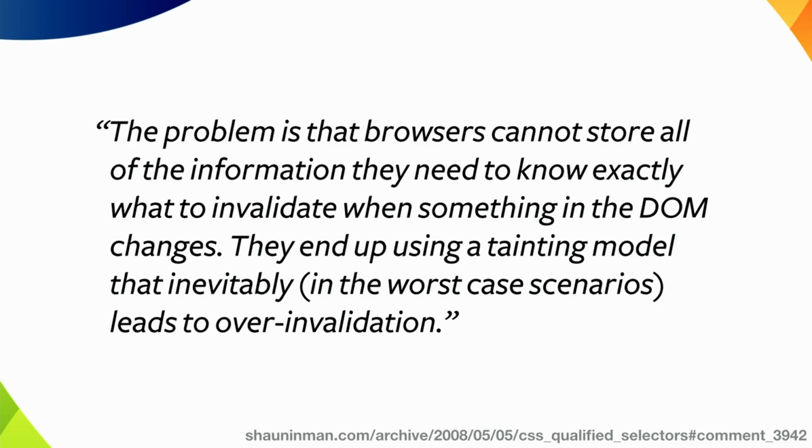Like, Shaun's idea was just not going to work. And this is but one small quote in the middle of a very good comment, where he says, the problem is that browsers cannot store all of the information they need to know exactly what to invalidate when something in the DOM changes. Because the concern here is not so much figuring out if this element is a parent of this other element. It's figuring out, is this element still a parent of this other element now that the DOM has changed thanks to JavaScript or whatever. They end up using a tainting model that inevitably, in the worst case scenarios, leads to over-invalidation.